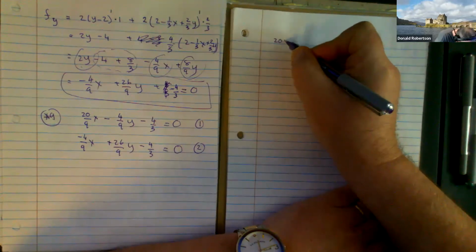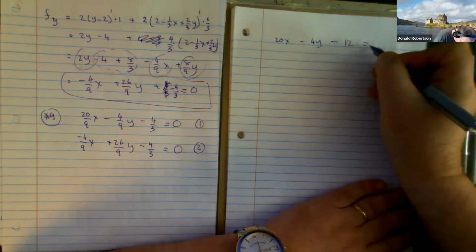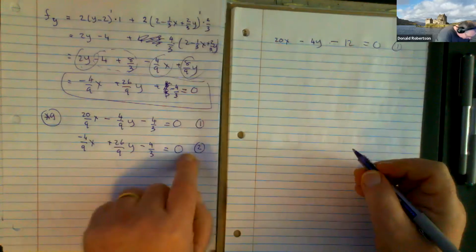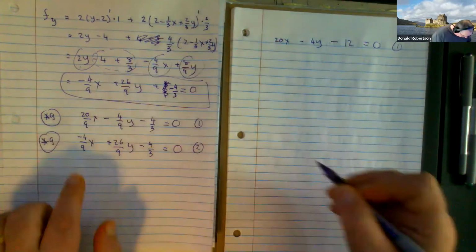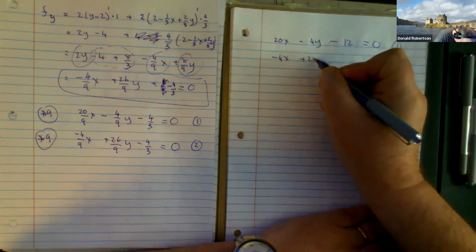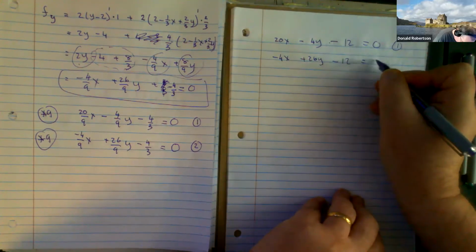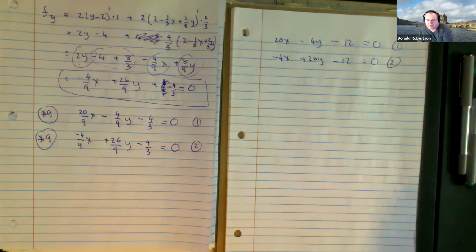In which case you get 20x, take away 4y, and -12 equals 0. If you want this one to look nice, multiply everybody by 9 again, and you get -4x plus 26y, and 3 3s, that gives me take away 12 equals 0. Would you agree these equations are a little bit nicer to deal with? It's not that the method's going to change, they're just nicer to deal with. And I could solve this by the addition method or by the substitution method, right? Way back in the day when you did systems of equations.